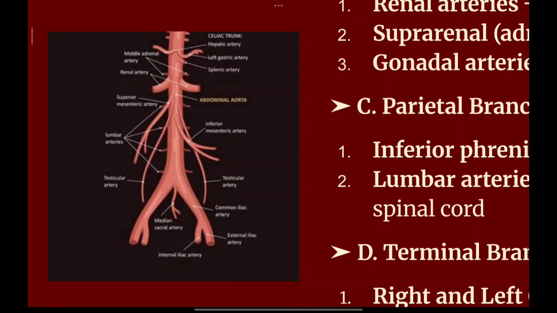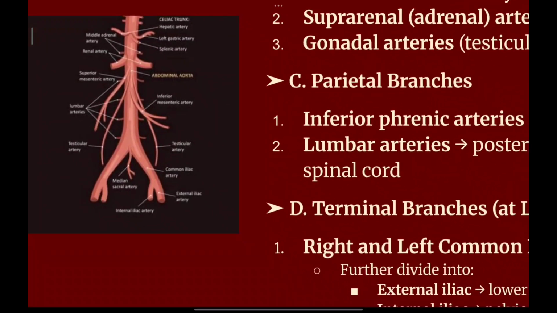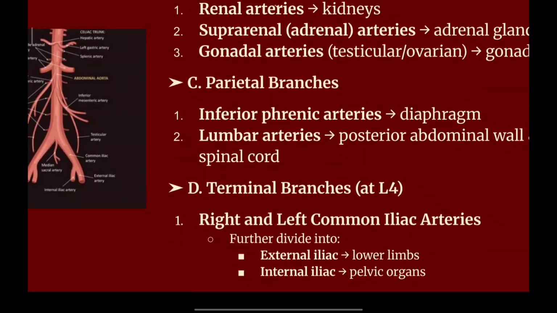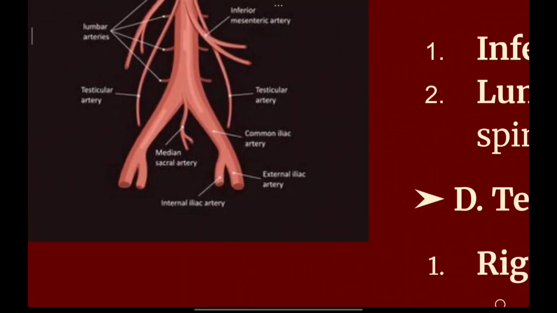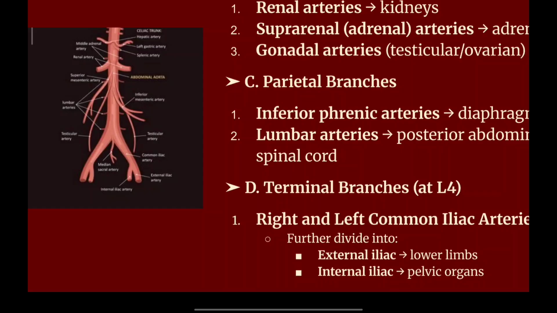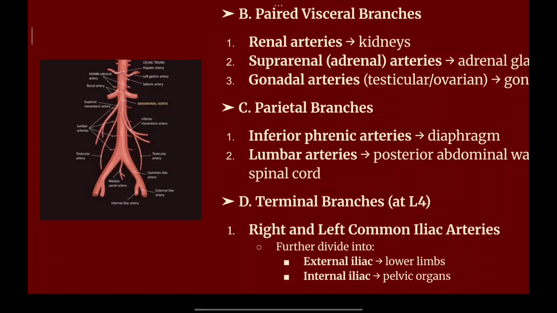Here it is going to be till the parietal branch. Moving below the parietal branch are the terminal branches, which are below the lumbar region. So at the fourth lumbar vertebra, you can see two different branches arising from the abdominal aorta, which are the left and the right common iliac artery. The common iliac artery is again divided into two branches, the external iliac artery and the internal iliac artery. The external iliac artery is going to supply blood to the lower limbs, and the internal iliac is going to supply blood to the pelvic organs.